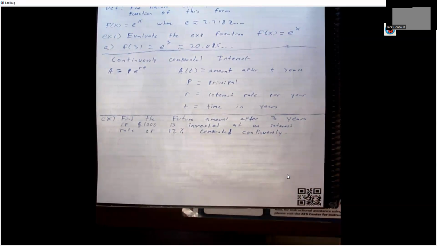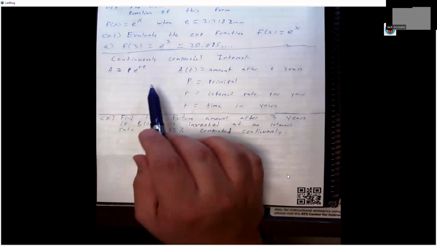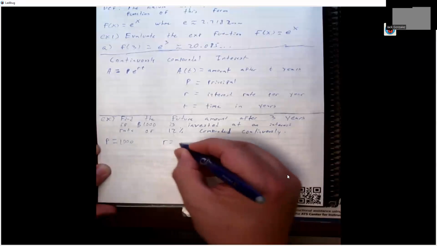So as soon as you hear continuous, you should be thinking, oh, I need this formula. Okay, so P is the same as last time, right? Rate is still the same.